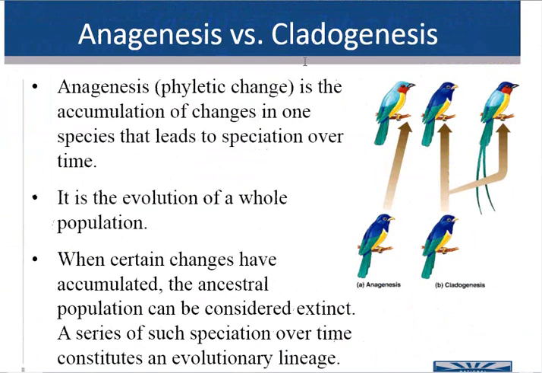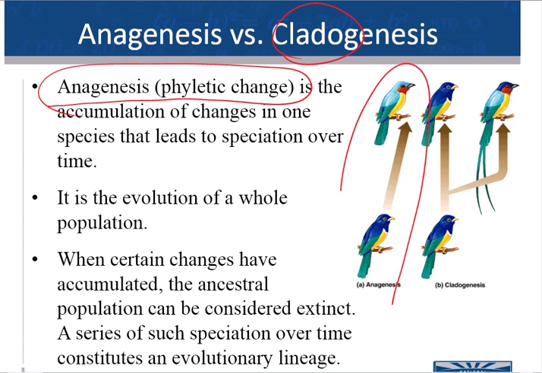A couple more terms that describe the processes of evolution of producing new species: anagenesis and cladogenesis. Clade again means branch. I'm just going to make that one easy. Anagenesis is straight line evolution or phyletic change. So in the left-hand picture there we have one species. The entire population has evolved into a new species. Okay, that's anagenesis.